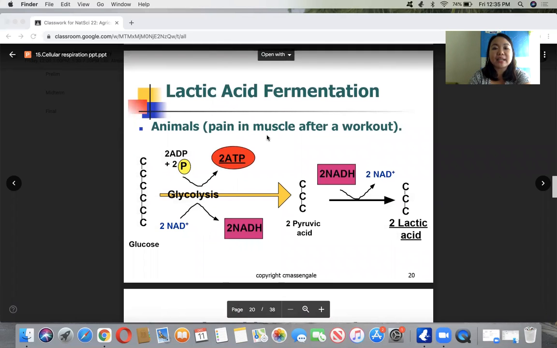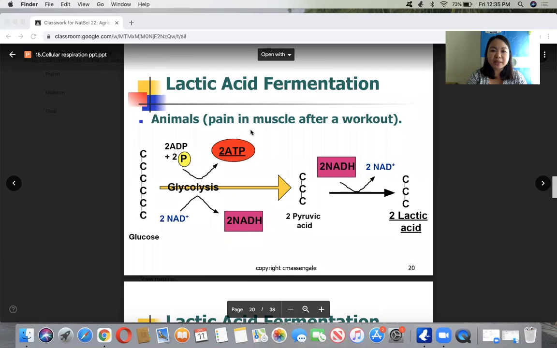The second type is lactic acid fermentation, and this happens in animals. That's why sometimes in humans we have pain in the muscle when we work out, because when we work out, the oxygen level is depleted, and that's why we feel muscle pain. So the glucose here is converted to pyruvic acid, again with 2 ATP and NADH, and the product is 2 lactic acid.